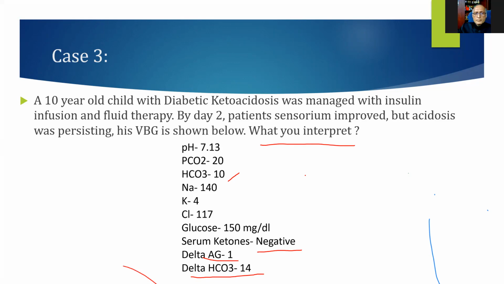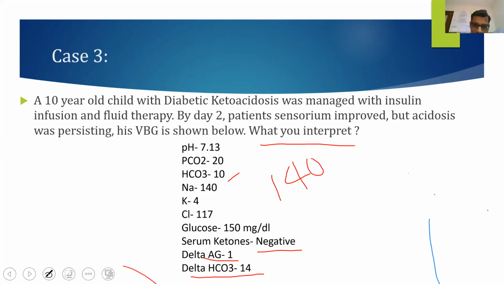So what is the anion gap here? Anion gap will be 140 sodium minus chloride 117 minus bicarbonate 10, so 140 minus 127, so the anion gap is 13. So definitely there is some high anion gap metabolic acidosis, but does that alone explain it? So I discussed that in high anion gap metabolic acidosis, you calculate the delta anion gap also and the delta ratio. What is the delta ratio here? It is 1 by 14, so it is much less than 1.